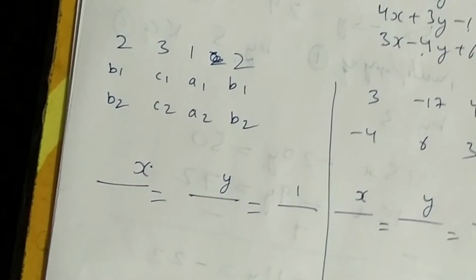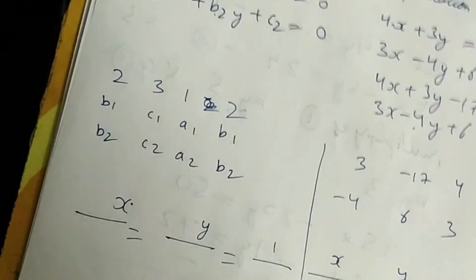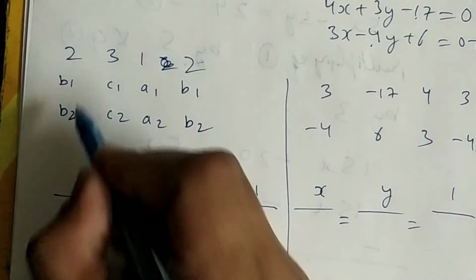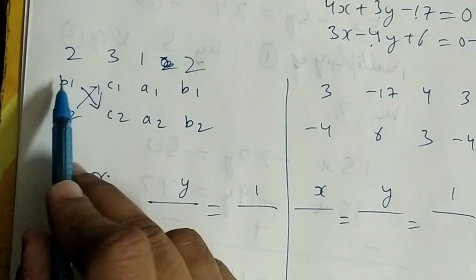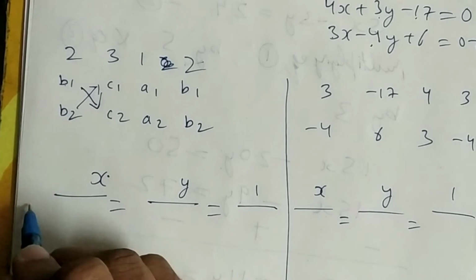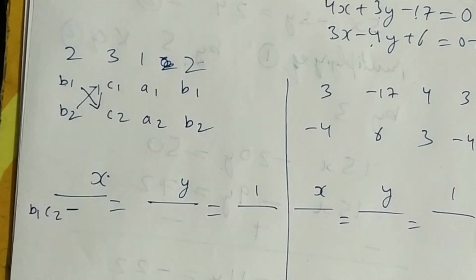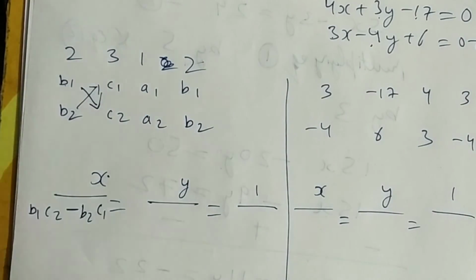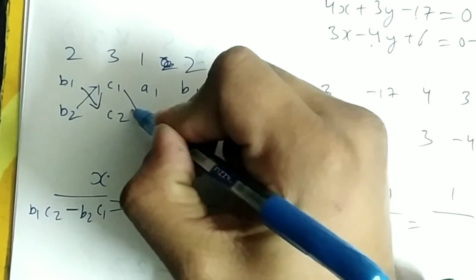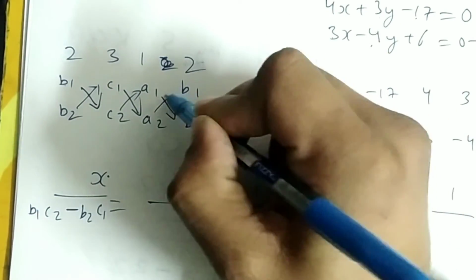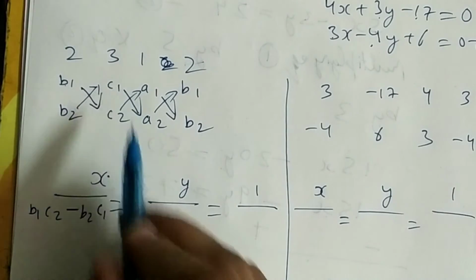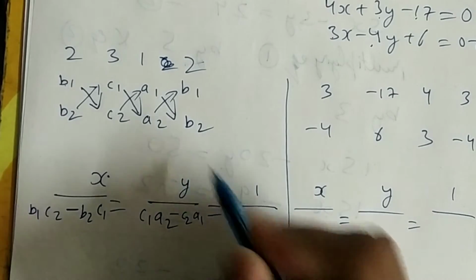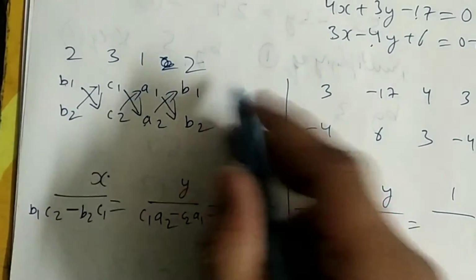Now here we have to do cross multiplication. That's why we call it the cross multiplication method. First you have to multiply b1 with c2, b1 c2. Then you have to put a minus sign here. Then b2 c1. Always you have to multiply from the upper part, then lower. Then we have to multiply c1 with a2 minus c2 a1. Then we have to multiply a2 b1.